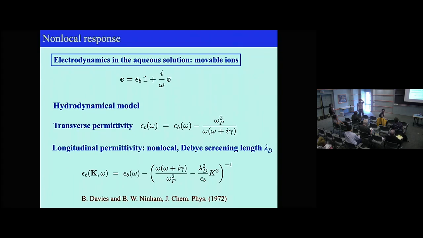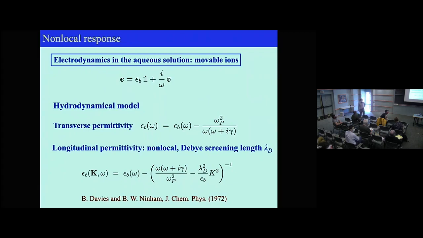I have some colleagues in France that have some arguments why there is no k dependence for the transverse modes in this context of electrolytes. But it's more like a calculation. It's not really a hand-wave argument. So maybe this is a comment on that.